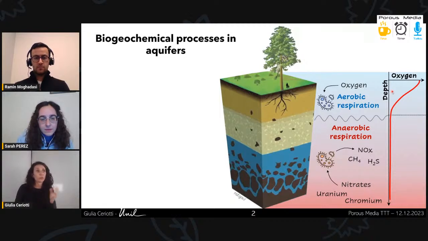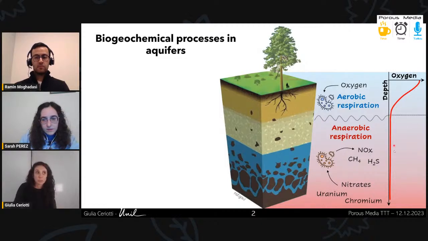One of the most important drivers of microbial activity in the subsurface is oxygen content. Oxygen is supplied to the subsurface from the atmosphere. So what we generally expect to see is that oxygen concentration decreases with depth. And this means that the respiration of bacteria somehow responds to this oxygen concentration. So in shallow oxic layers, like soils or shallow aquifers, bacteria are expected to respire aerobically. It means that they take oxygen as electron acceptor, which is the most favorable one.